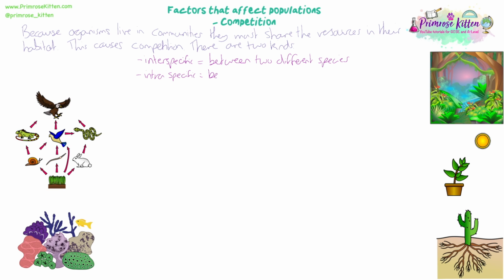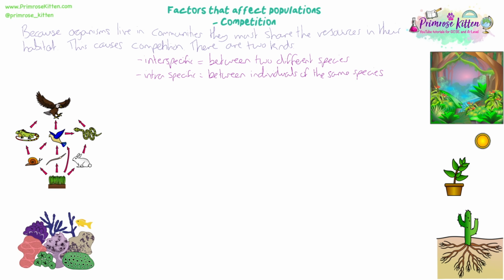Intraspecific competition is when the competition is happening between two individuals of the same species. So birds of the same species living in the same tree will compete with each other for food. Fish of the same species in the same river will compete with each other for food, and that's intraspecific competition.